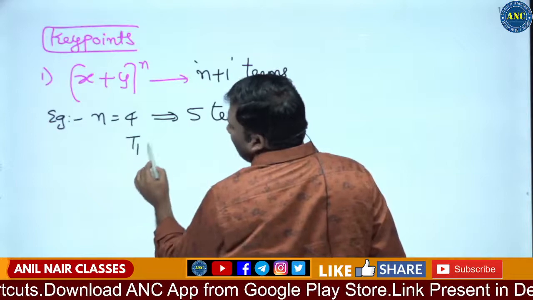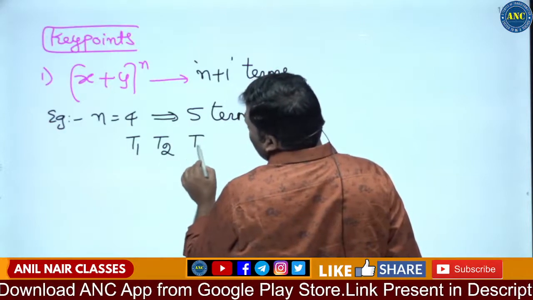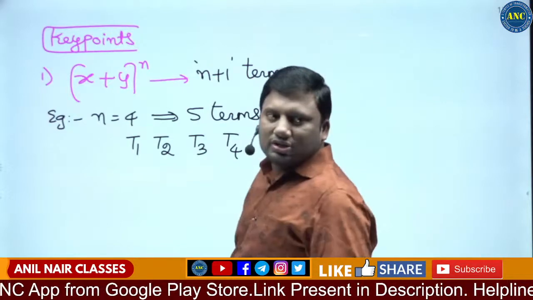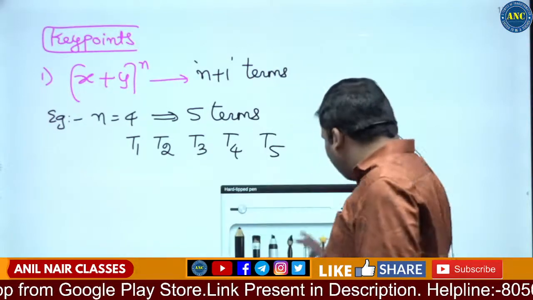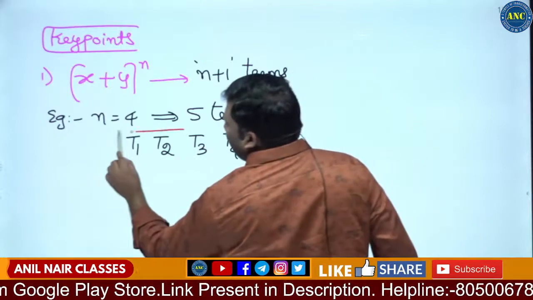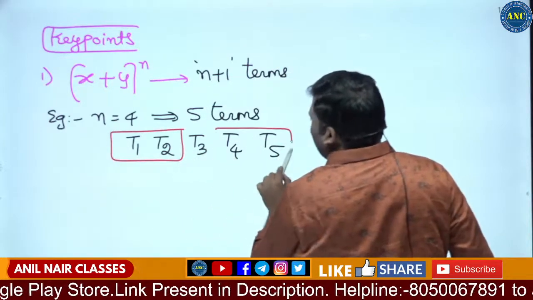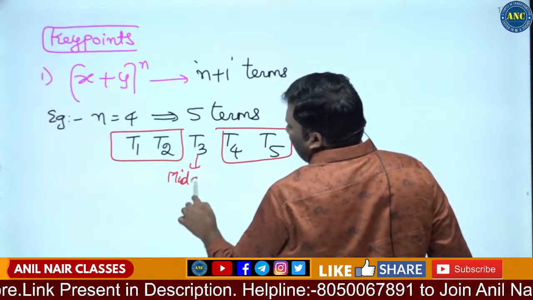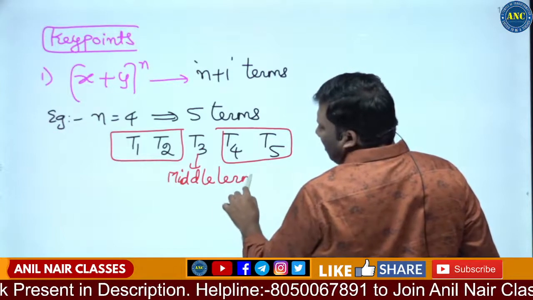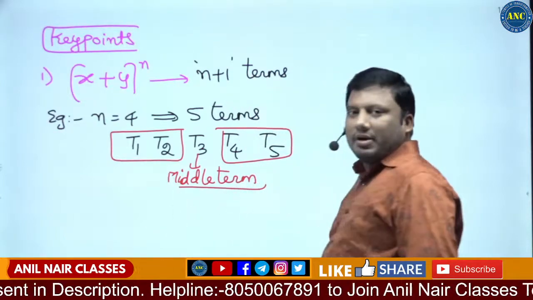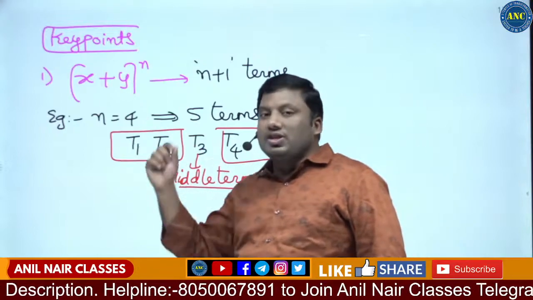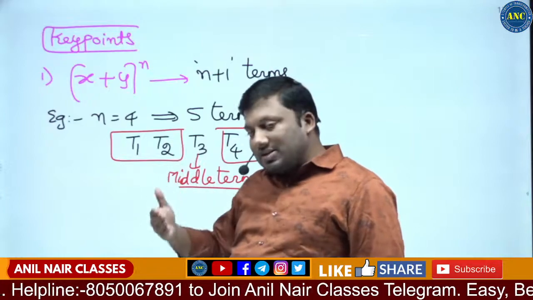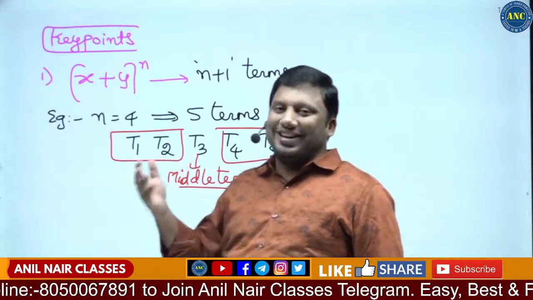Let us call the terms T1, T2, T3, T4 and T5. Now, if you observe carefully, there are 2 terms to the left and 2 terms to the right. What is the middle term? The middle term is given by T3. I took a value of n which is an even number, n equivalent to 4. If power 4 is there, I will get nC0, nC1, nC2, nC3, nC4.